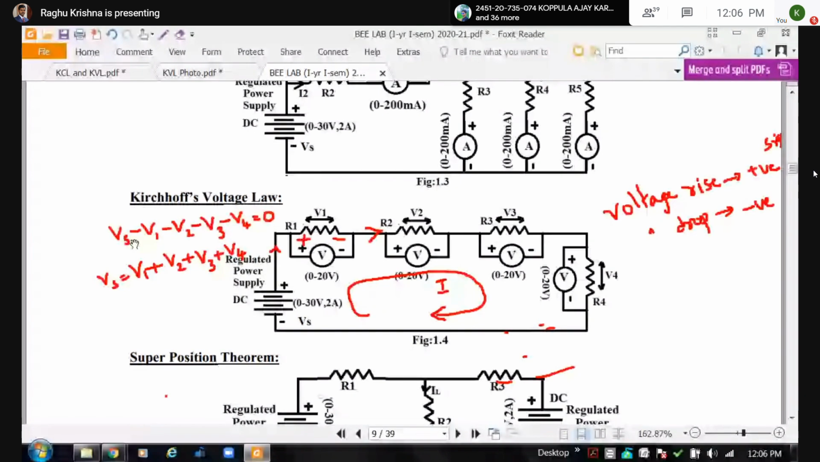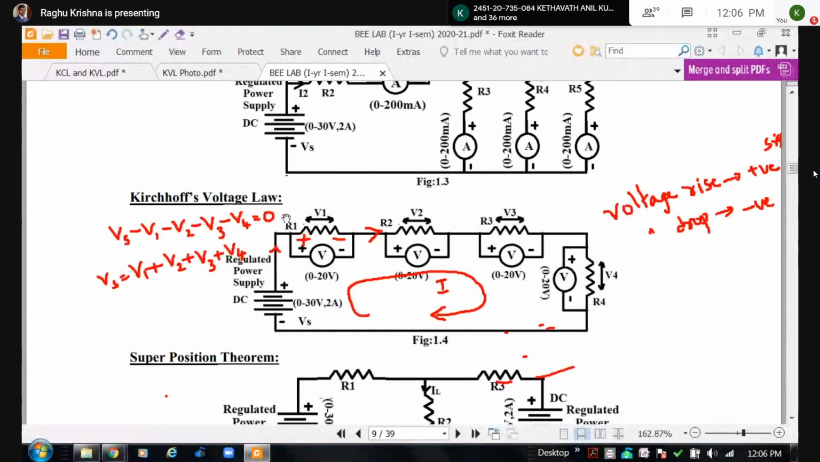Next, if you see this R1, plus to minus, voltage drop. So plus to minus means voltage drop. Voltage drop is taken as negative. So minus V1. Coming to R2, plus to minus, voltage drop, minus V2. Similarly, R3 also minus V3, minus V4 is equal to 0. So this is the algebraic sum of voltages in a closed path is equal to 0.